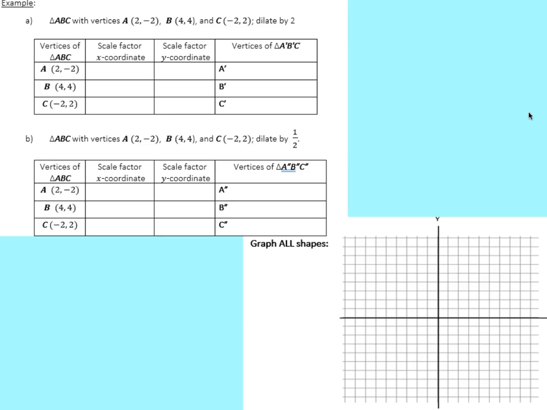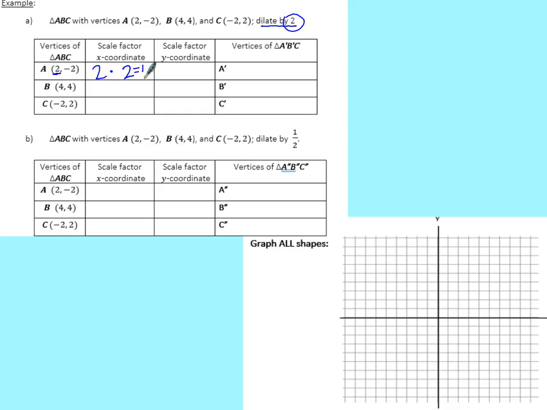So starting to look at this example, and we're on page 4 of your packet, we have triangle ABC, and it has vertices A at (2, -2), B at (4, 4), and C at (-2, 2). And it asks us to dilate by 2. That means we're going to be multiplying by a scale factor of 2. So right here for A, we're going to just take our scale factor for the x coordinate. Our x right now is 2, and our scale factor is 2. So I'm going to multiply 2, our scale factor, by the x coordinate 2.